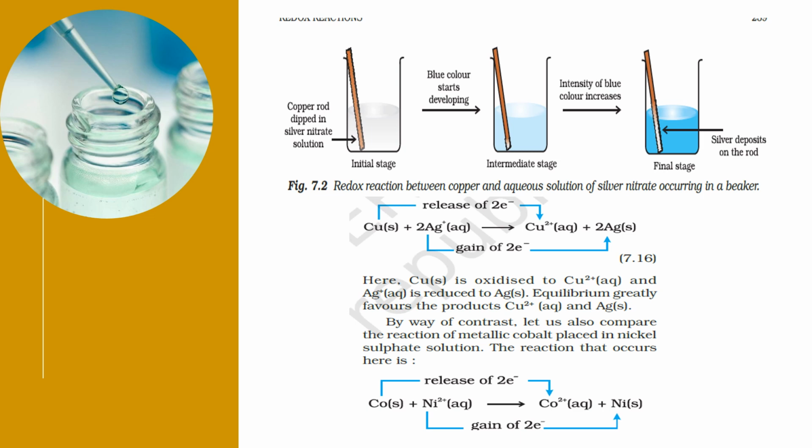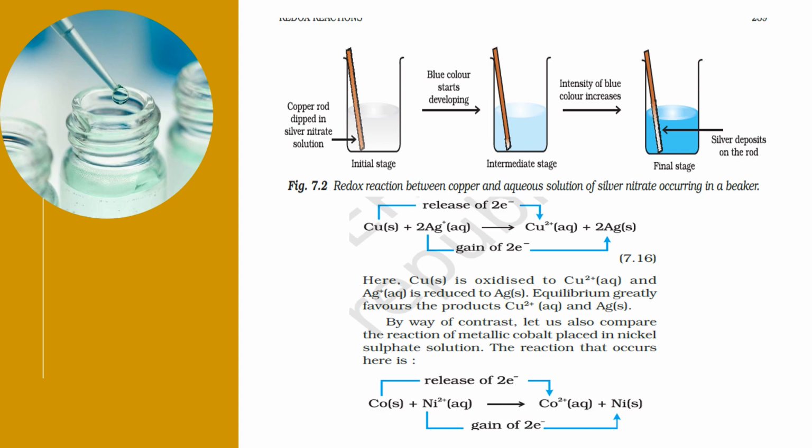Now here is one more situation, a comparison of the reaction of metallic cobalt placed in nickel sulfate. So what happened? You can see again cobalt releases 2 electrons and becomes Co plus 2, and nickel accepts 2 electrons and becomes Ni. So at equilibrium you can see that neither products nor reactants are greatly favored. So what can we say from this? We can say this competition of releasing electrons is nothing but the competition of electron release between the metals.